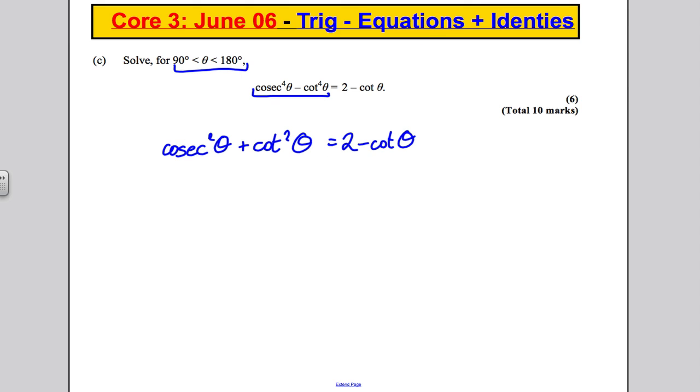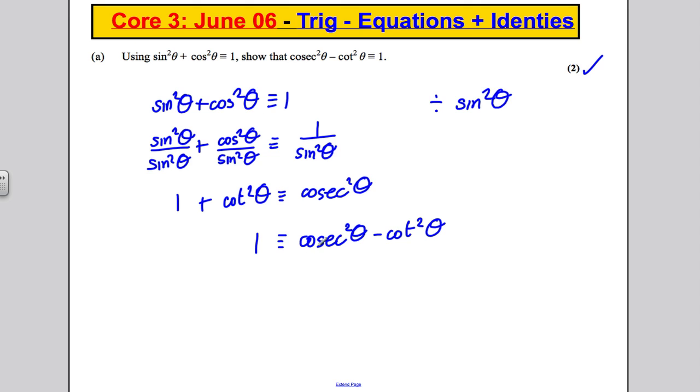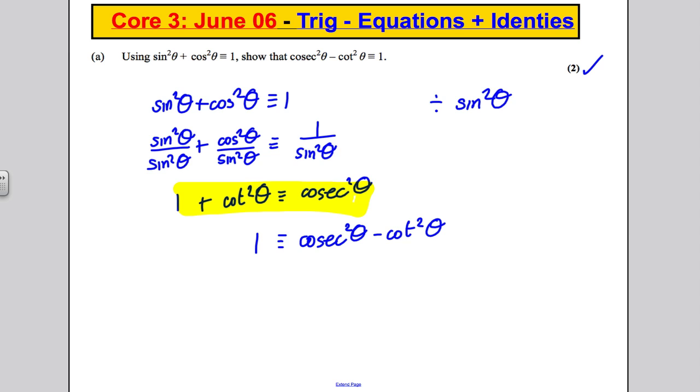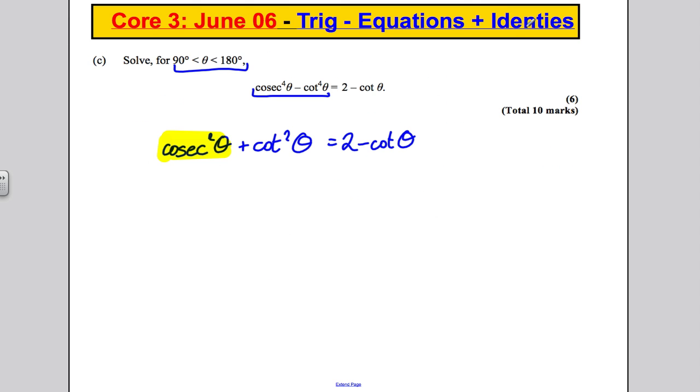And you would also like to replace the cosec squared here with cots, because everything should be in terms of cot or cot squared. Now, if you're going back to part A, you could say that cot squared is cosec squared minus 1, rearranging this equation here. Or you could say that cosec squared is 1 plus cot squared. So here, instead, I will substitute 1 plus cot squared in its place.